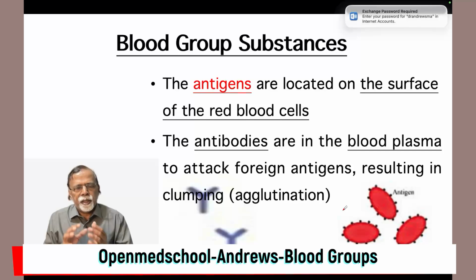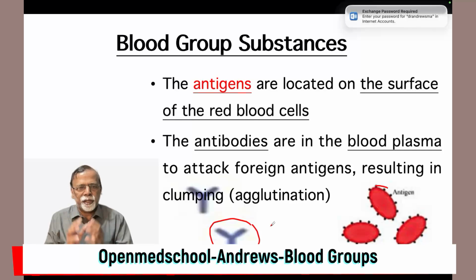So as mentioned, antigens are located on the surface of the RBC. So here you can see, antibodies are in the blood plasma and they will attack foreign antigens. Suppose an antigen that was not present on the RBC, another RBC from another person comes and it has a different antigen. This antibody will react with that. Hope this point is clear.